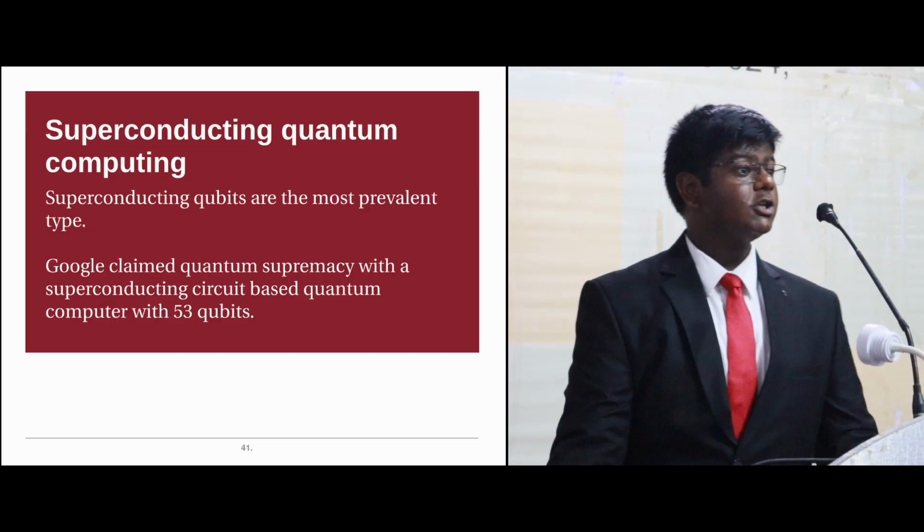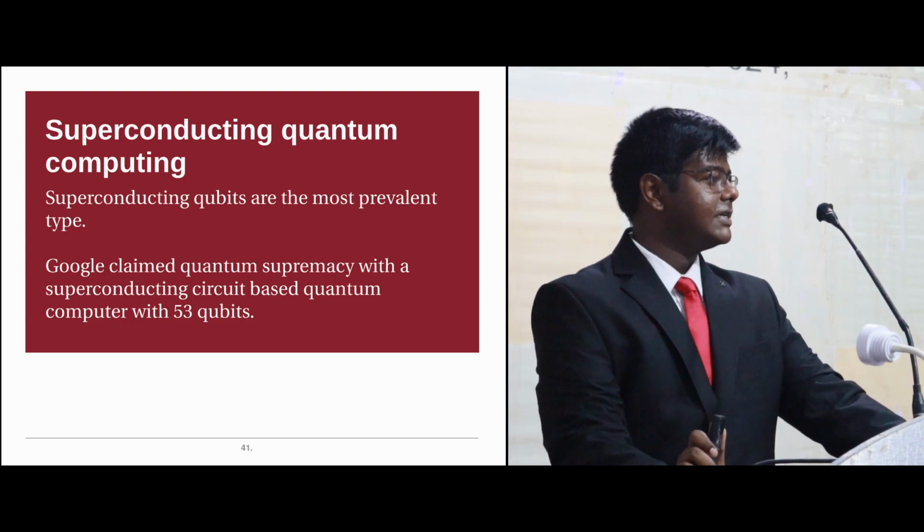First method is using superconductors. You may have learned about superconductors in many of the various lessons, but this is superconducting quantum computing. By cooling down a superconducting circuit to in excess of minus 450 degrees Celsius, we can make a qubit. Superconducting qubits are the most prevalent type of qubits, and Google claimed quantum supremacy. That is, they claimed that their quantum computer using 53 qubits did something that a computer that is not made out of quantum systems, a classical computer, couldn't do.